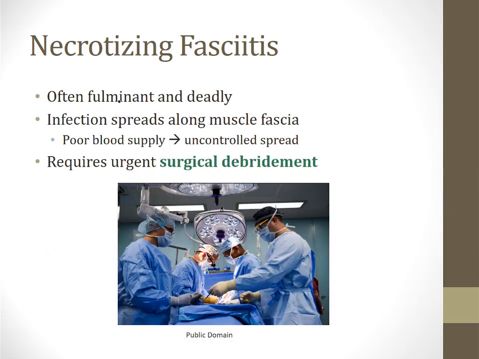Necrotizing fasciitis is often fulminant and deadly. It carries a very high mortality rate. One of the reasons for this is that the infection can spread quickly and easily along the muscle fascia. The fascia has a poor blood supply, so this allows uncontrolled spread of the bacteria.